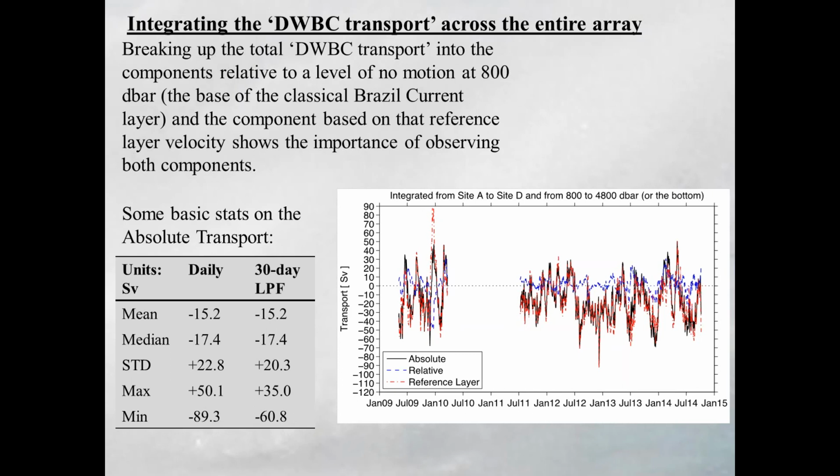And the mean is around 15 sverdrups, which is pretty close to actually what we would expect for the deep western boundary current and the MOC. It's in the ballpark at least. So again, that gives us some confidence that adding that mean from the model is not giving us something too crazy.